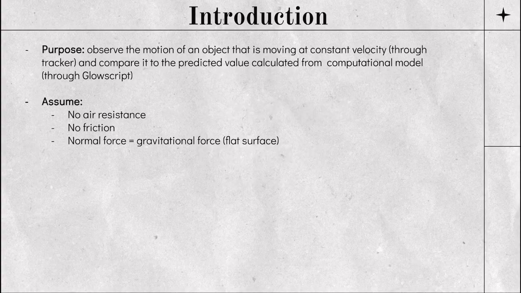Okay, so for an intro, the purpose of this lab is to observe the motion of an object that's moving at a constant velocity through Tracker, and then compare that motion to predicted values calculated from a computational model through the GlowScript. In this lab, we're assuming that there's no air resistance, no friction, and that normal force equals gravitational force, meaning that the object is moving on a flat surface.